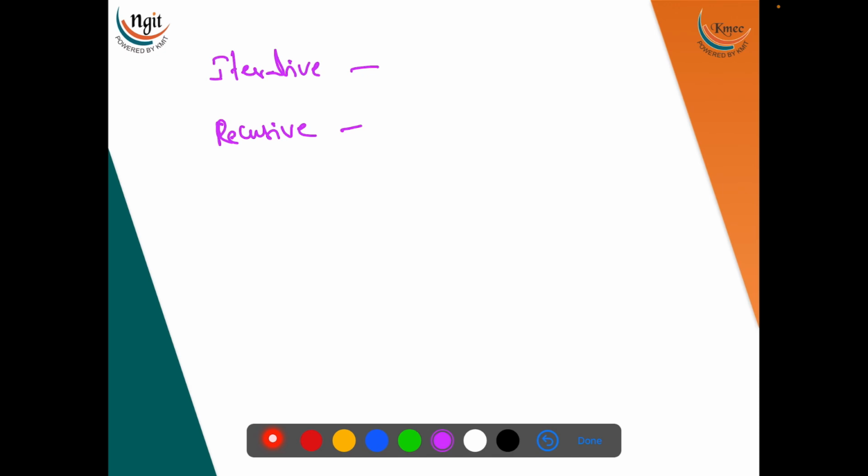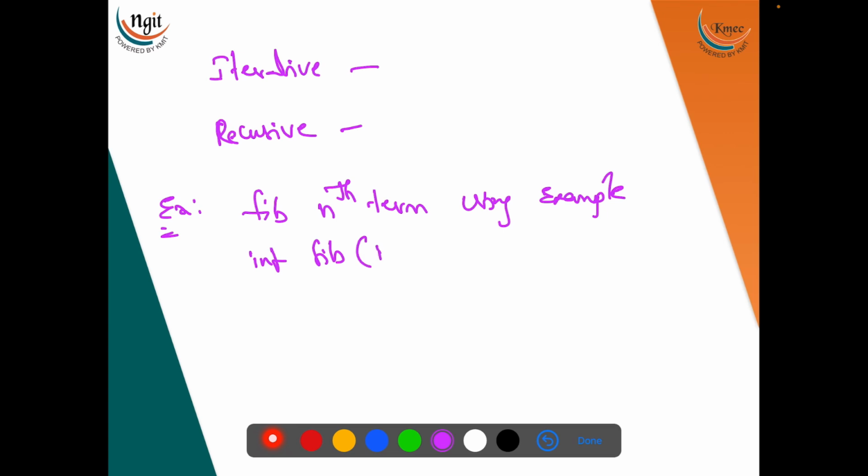So for recursive, let us take an example to implement the same. I am taking Fibonacci, finding the nth Fibonacci term using recursion. So this is my example problem. Now I am going to find the solution using the recursive method.